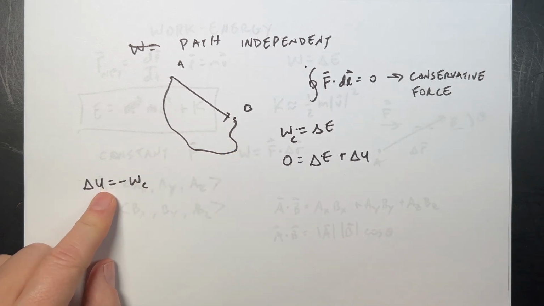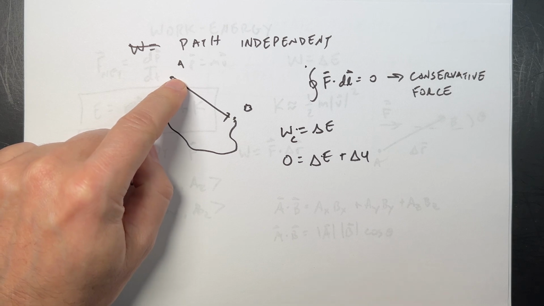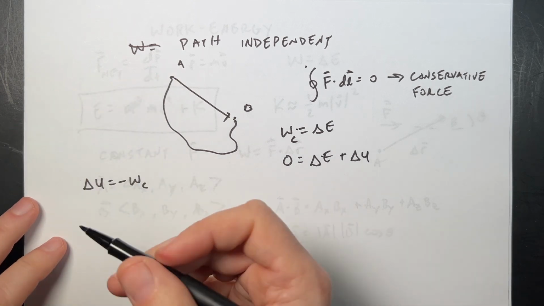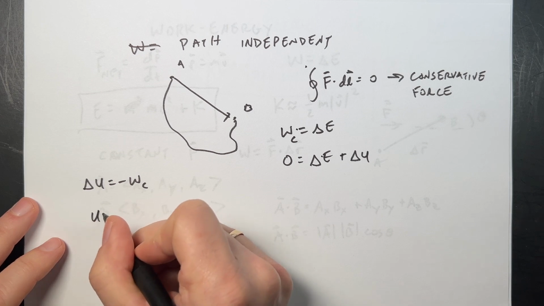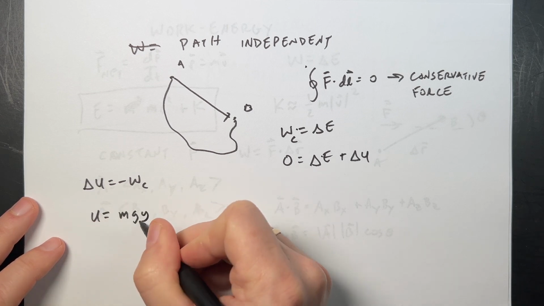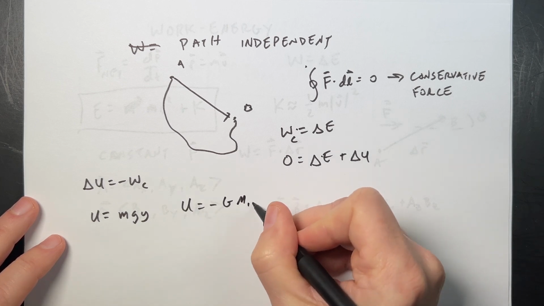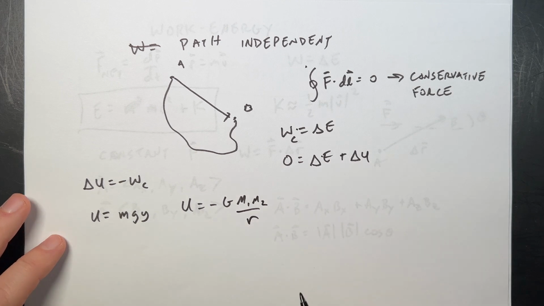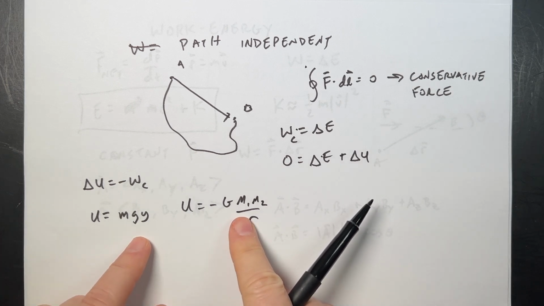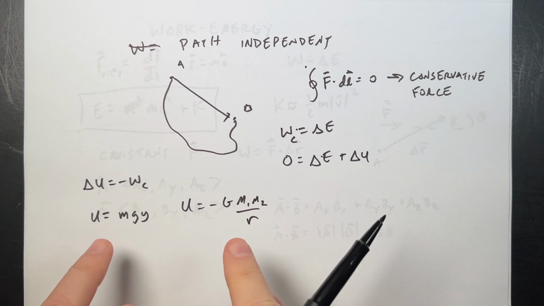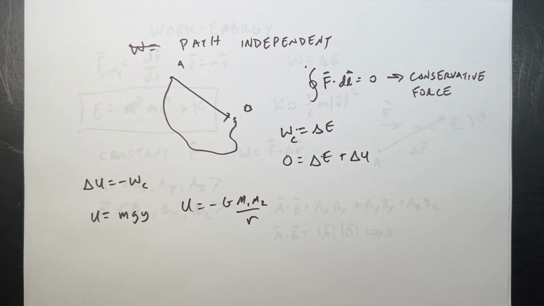Now that only works if the work done is path independent. And gravity was like that, so we ended up having a gravitational potential energy, U equals mgy. We had a better gravitational potential energy, U equals negative G m1 m2 over r. And we could look at the change in potential instead of the work done by those forces. So it was a really powerful way to do things. And we can do the same thing for the electric force and the electric potential energy. So let's look at an example.